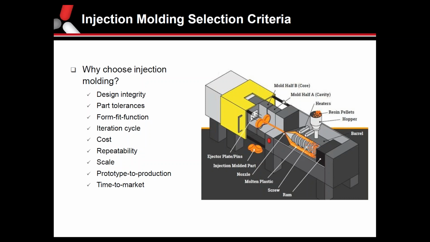So, why choose injection molding? We list a few reasons here, mainly design integrity, part tolerances. If you have parts with tight tolerances that you need to repeat at high volumes, form, fit, function, your iteration cycle, scaling up production, and then even moving prototype to production, and then lastly, time to market.